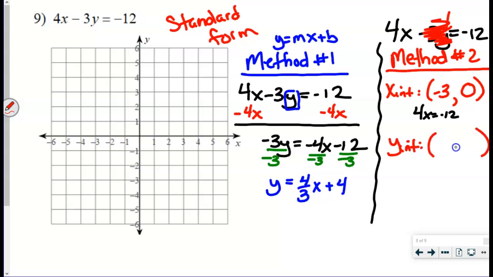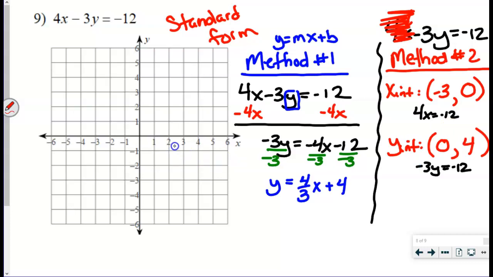But same idea, we know that anything on the y-axis is going to have an x value of 0. So if I go back up to my question here, probably shouldn't have erased it so aggressively. Here we go. And if I were to substitute in x equals 0 right there, this entire term is gone, and now you're left with a tiny equation of negative 3y equals negative 12 that you could solve for y, and you would find that y equals 4.